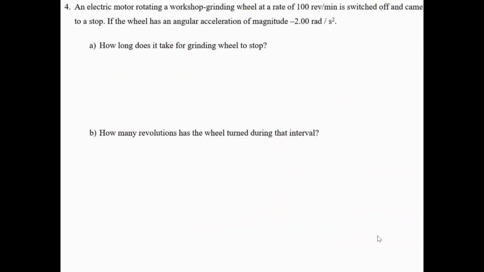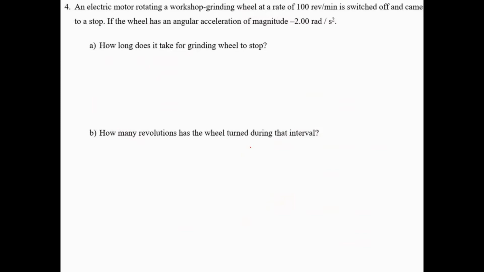Fourth question. The fourth question has two subdivisions. So we have to read what is given in the question first, and after that we have to go for solving these two subdivision questions. Okay. An electric motor rotating a workshop grinding wheel at a rate of 100 revolutions per minute. That means its angular speed is given in terms of revolutions per minute, and then the motor is switched off and comes to a stop. That means initially the wheel has the initial angular speed of 100 revolutions per minute.